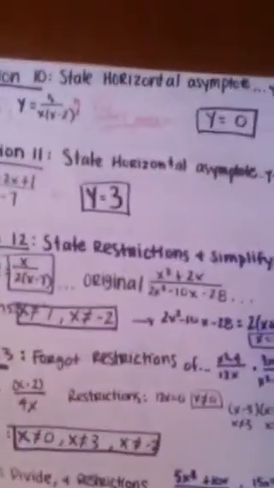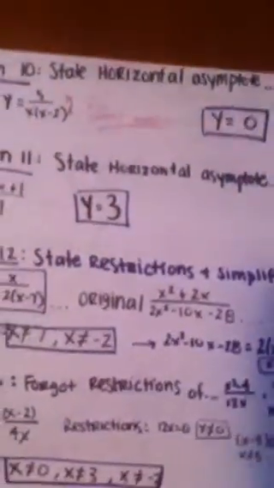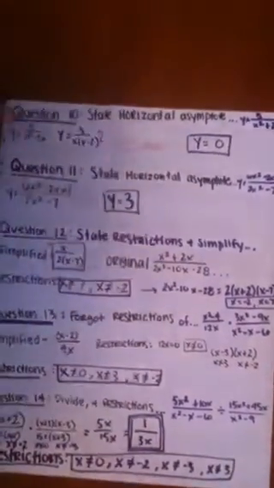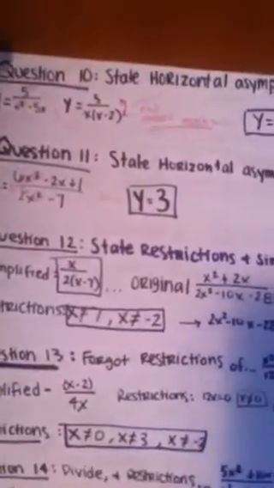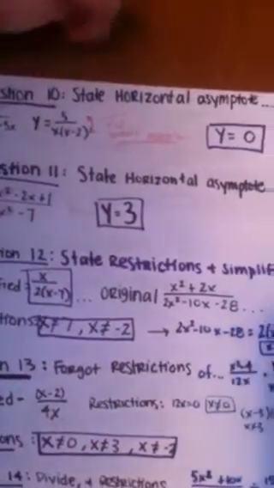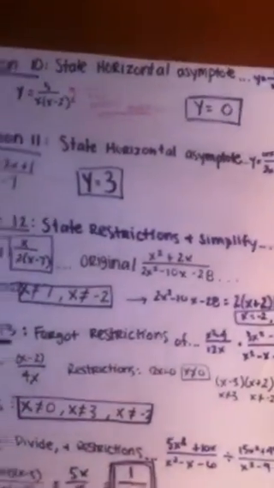Then question 10 was similar except I had to state the horizontal asymptotes. And for number 10, I was right, but I put x is equal to 0 instead of y is equal to 0. Basically you have to look at the degrees, and they're not matching, so the vertical would be x is equal to 2, but since the degrees don't match, the horizontal is y is equal to 0.